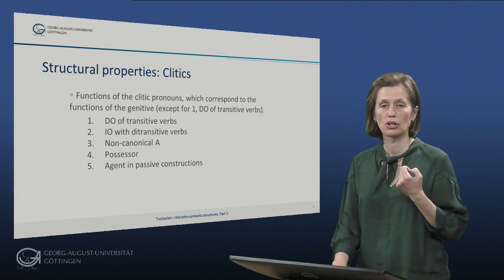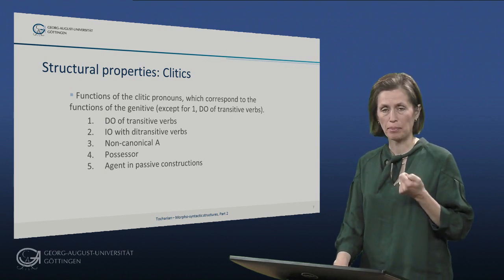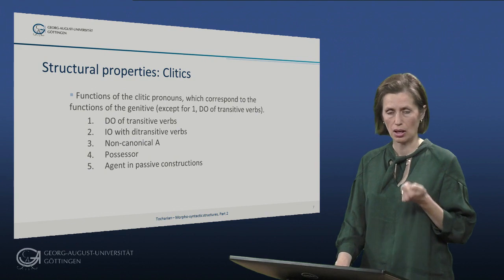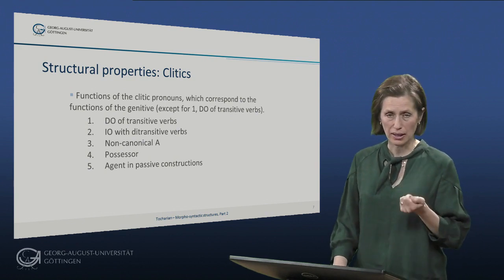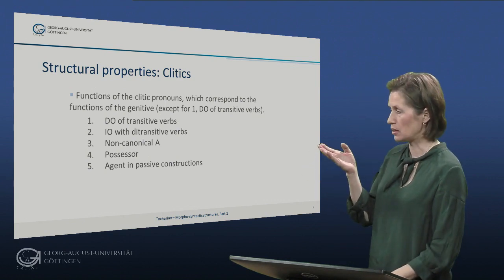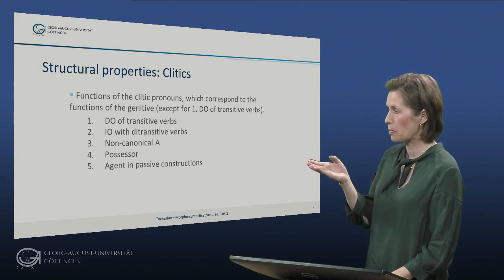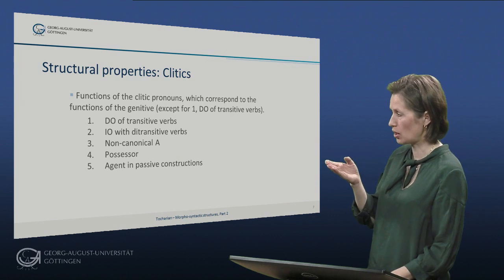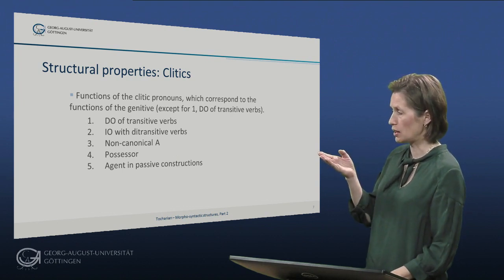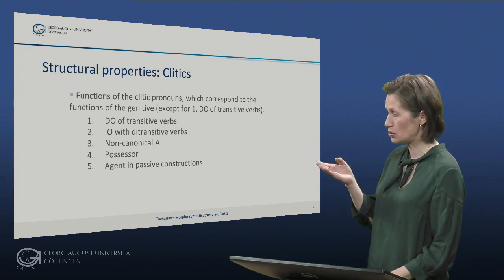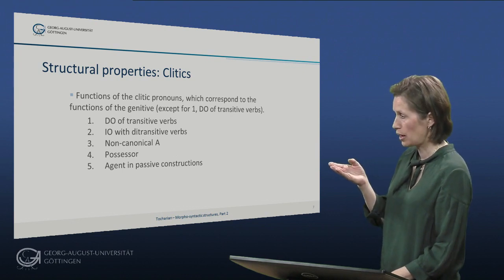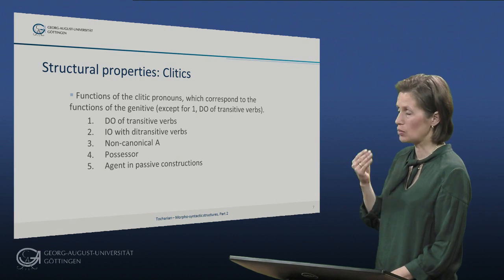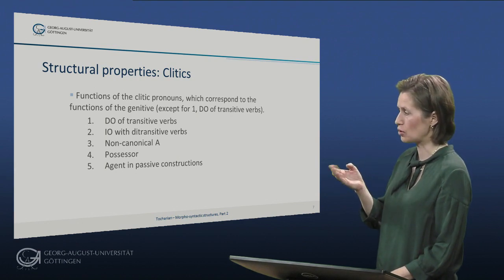Another important feature in the alignment is the use of the clitic pronouns. The clitic pronouns can take all core functions except for the subject or agent function, which means that they cannot replace the nominative. Basically, if we look at the clitics here, we see that they can be the direct object of transitive verbs. They can be the indirect object with ditransitive verbs. They can also function as the non-canonical A in non-canonical case constructions. They can mark the A or the agent, and they can be used for possessor as well as agent in passive constructions. And except for number one, which means the direct object of transitive verbs, all the other functions are represented in non-clitic constructions by the genitive.